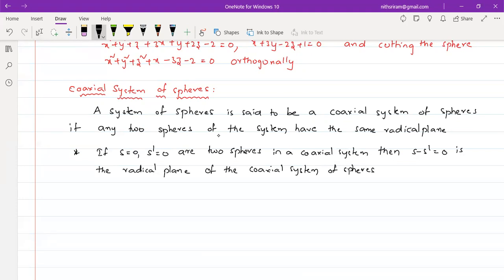A system of spheres is said to be a coaxial system of spheres if any two spheres have the same radical plane. That is the definition. Coming to the radical plane, how can we find it for the given spheres? We just have to subtract the two spheres in the coaxial system, then we get the radical plane. In this way we can get a radical plane.